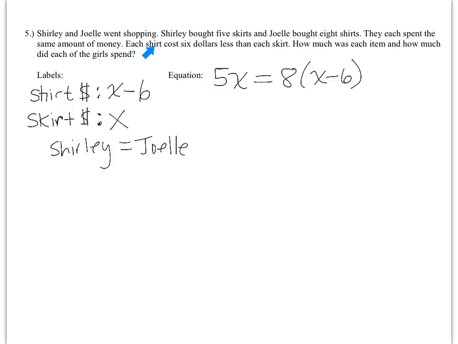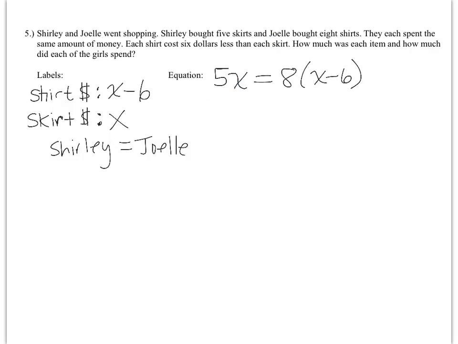And then this sentence right here is our clue as to what our labels are. Each shirt cost 6 less than each skirt. So the shirts are 6 less than the skirts. We didn't know the skirts, so the skirts were X and the shirts were X minus 6. Then we're like, okay, well, what do we do with this? Well, up here, Shirley bought 5 skirts. Well, if the cost of the skirt is X and she bought 5 of them, you're going to multiply that by 5. So this right here is how much Shirley spent, 5 times X.